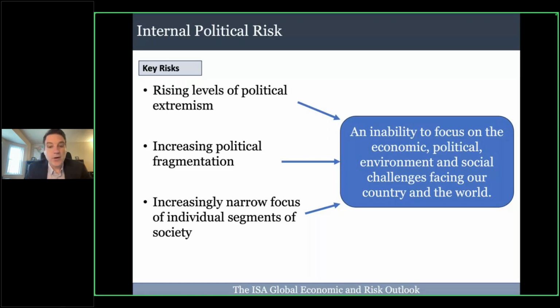We've seen that in Europe, where following elections, where there's a parliamentary system, it's impossible to form new governments. This fragmentation is a real threat to our economy. And of course, we're seeing an increasingly narrow focus of individual segments of our society, focusing on one or two key issues as opposed to looking at the big picture. And this is a very big threat as we face some of the challenges that our world is going to face in the years and decades ahead.